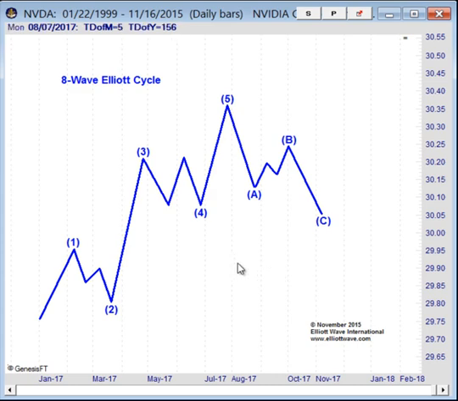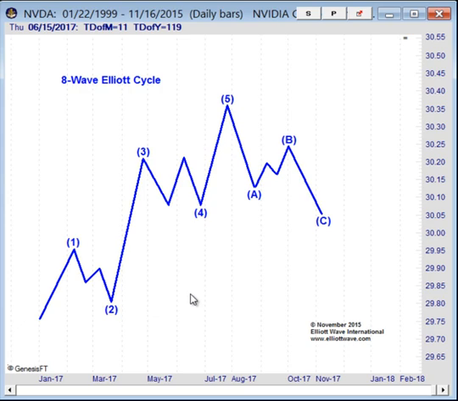What I have diagrammed in front of you is what we call a complete 8-wave Elliott cycle, meaning that we have a completed impulsive move to the upside and also a completed corrective decline to the downside. This essentially consists of 8 waves: waves 1, 2, 3, 4, and 5, and this would actually be 6, 7, and 8. That's how we come up with this 8-wave cycle.